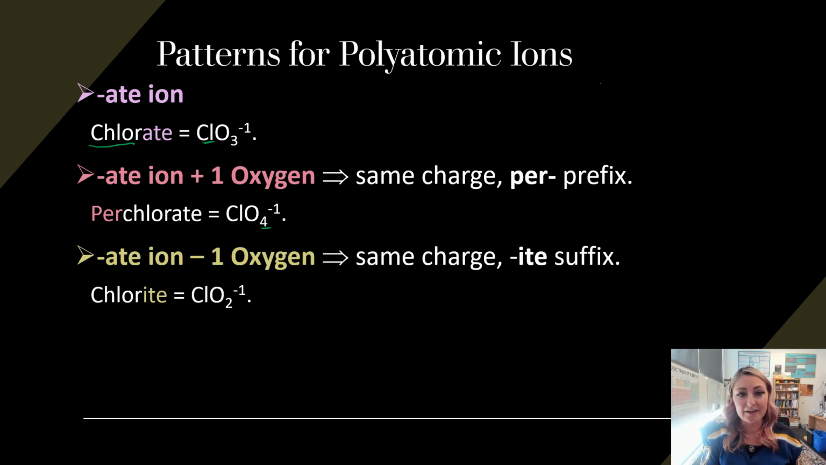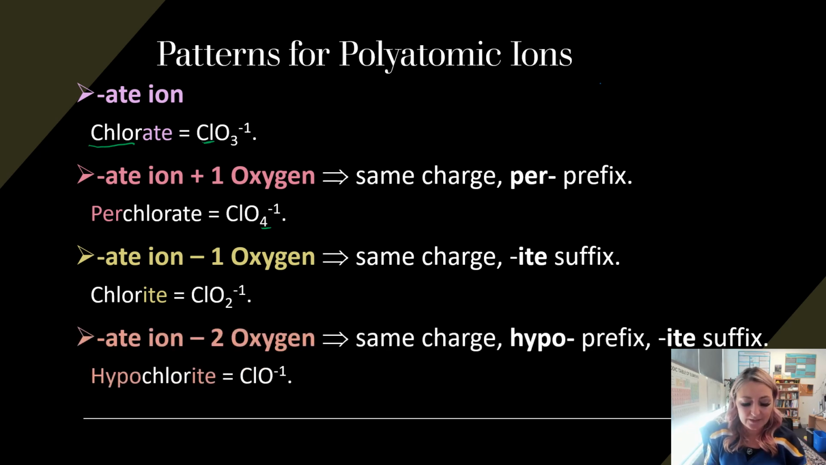If we take our -ate ion and we subtract an oxygen, so instead of ClO3, it's ClO2, we're going to change the ending to "ite." Remember a couple slides ago we said -ate is more oxygens, "ite" is less. So ClO2 would be chlorite.